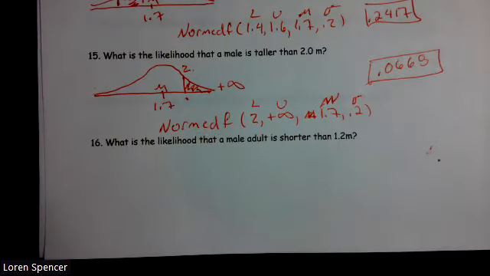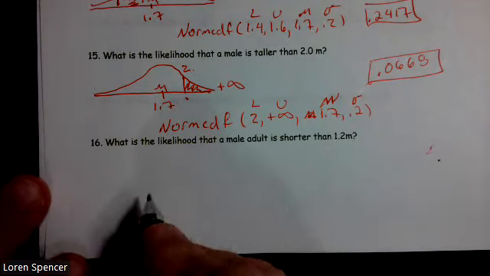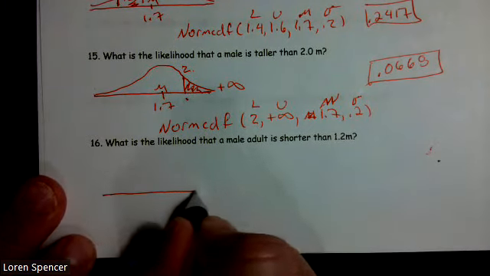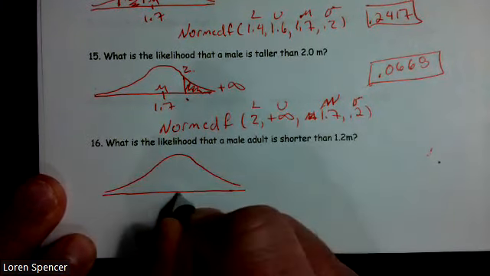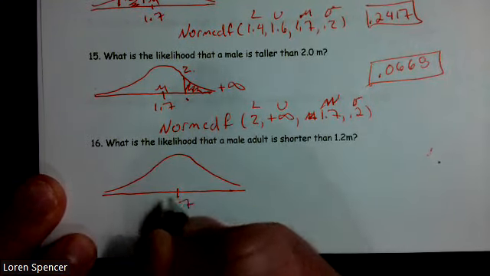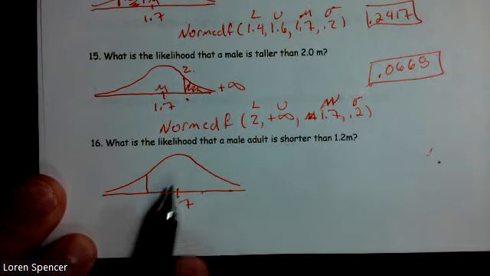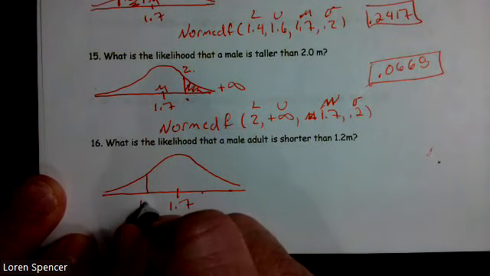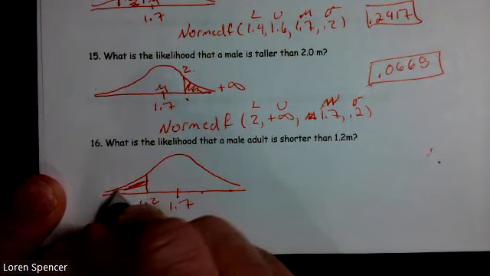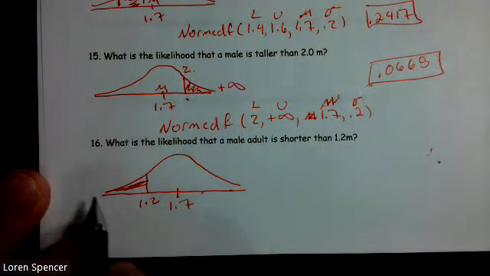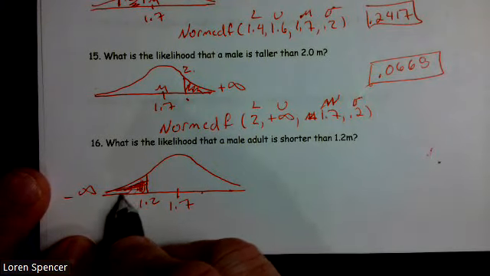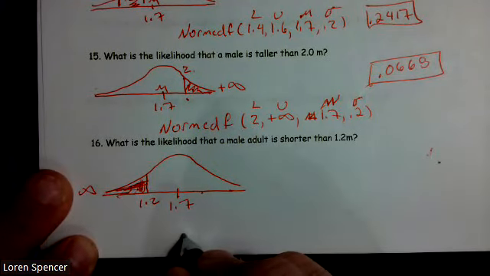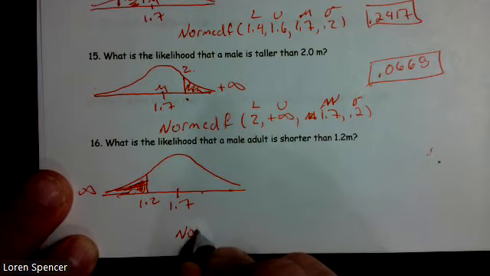The next one, what is the likelihood that a male adult is shorter than 1.2 meters? Well, we're going to be centered at 1.7. We have 1.2, which is below 1.7. And they didn't give us a lower bound, so that means we're shading to negative infinity. And I'm looking for this area right here. Still working with a norm CDF.